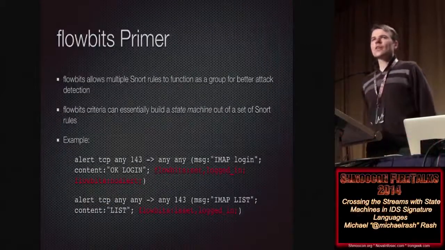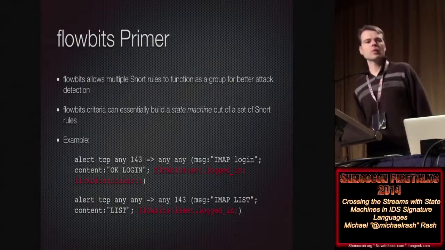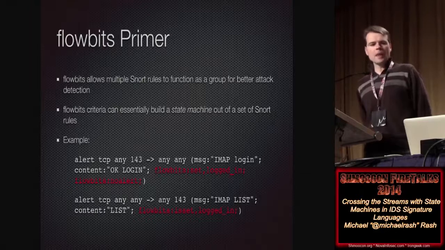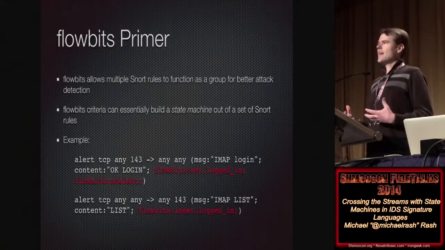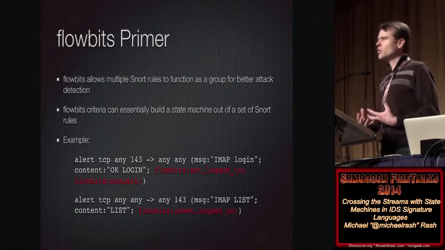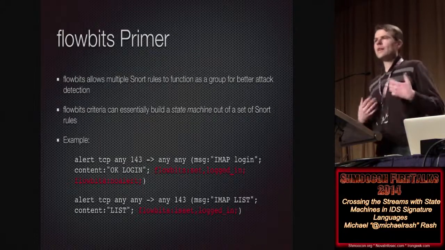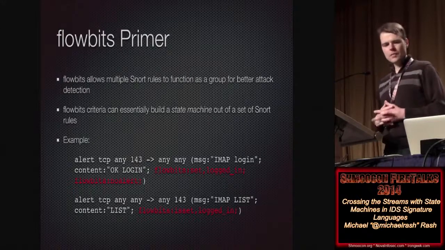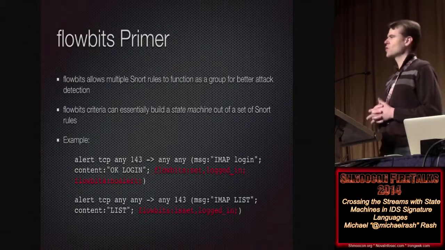And in particular, just a quick primer on flowbits. The flowbits keyword in Snort's language is, I think, a very powerful keyword. It allows you to essentially take a set of signatures and have them work together as a group in order to try to more effectively detect certain kinds of network traffic, malicious activity, or other things you may be interested in.